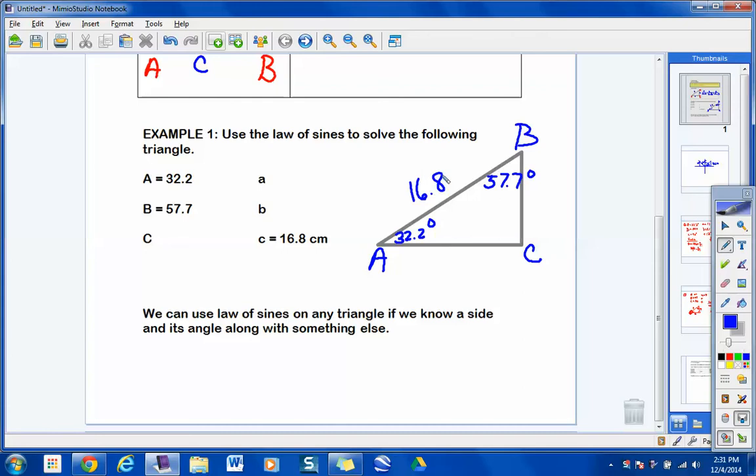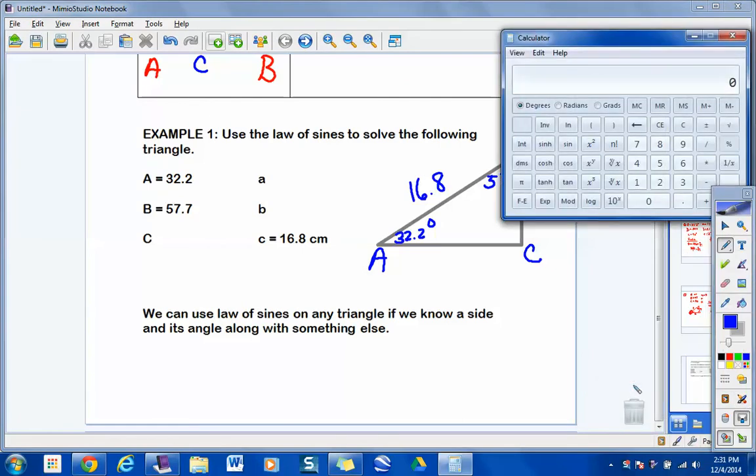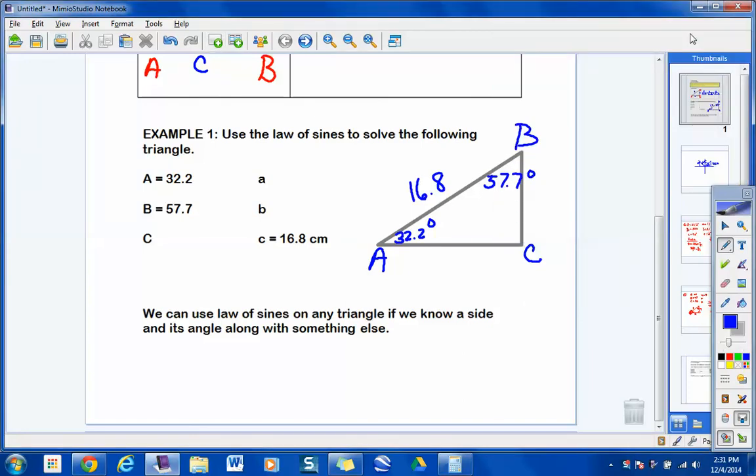Where's my calculator? Here we go. Would you guys agree to take 180 minus the two angles? That would get you your third angle. So 180 minus 32.2 and 57.7. It's 89.something. Pretty close to 90, but is it exactly 90? No. Is this a right triangle or not? No. Not a right triangle, okay? So I'm going to go ahead and call C 90.1.